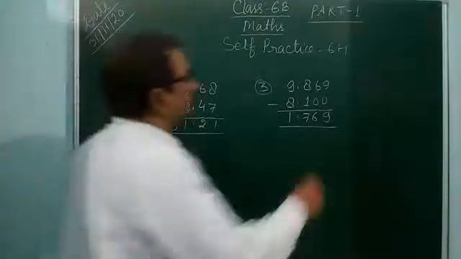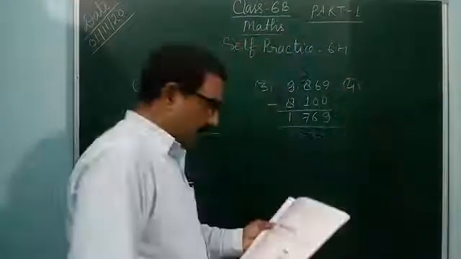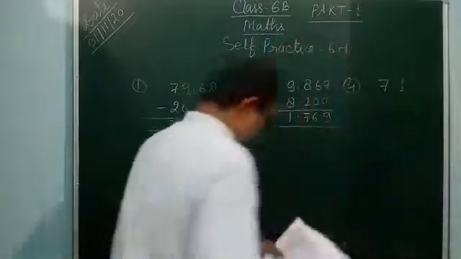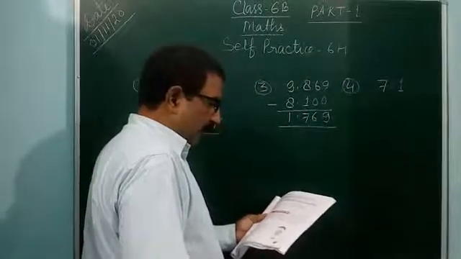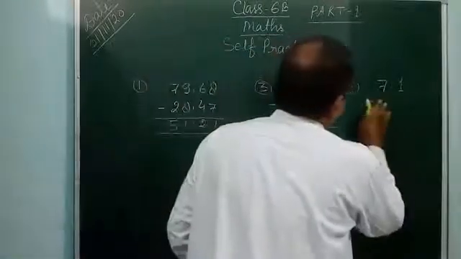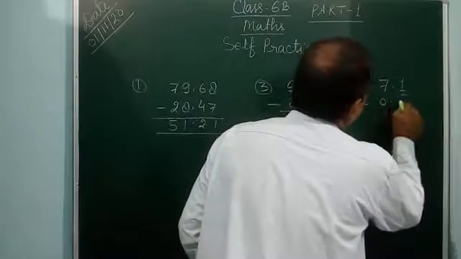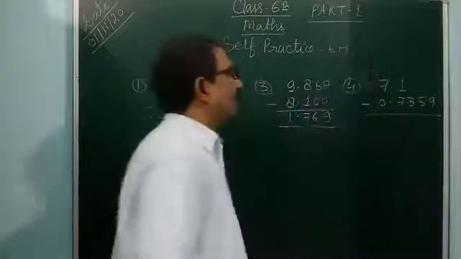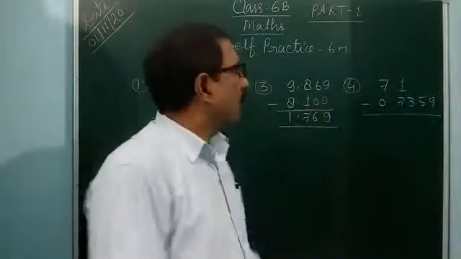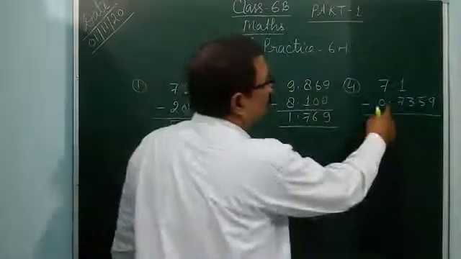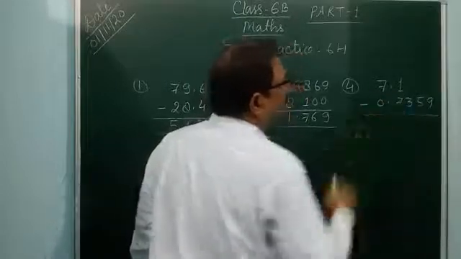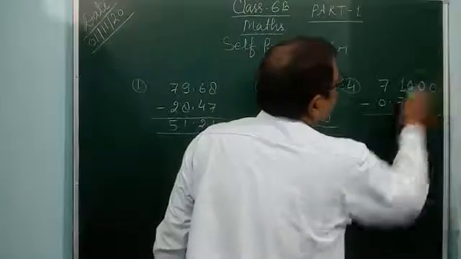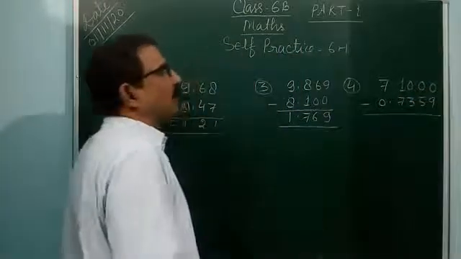Question number 4. You see 7.1 minus 0.7359. How can you do it? Firstly you change into like decimal. After decimal how many digits? 1, 2, 3, 4 digits. Here 1 digit. So you can increase 3 zeros above like that. After that you can subtract.